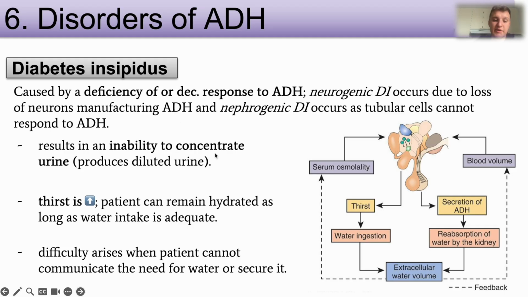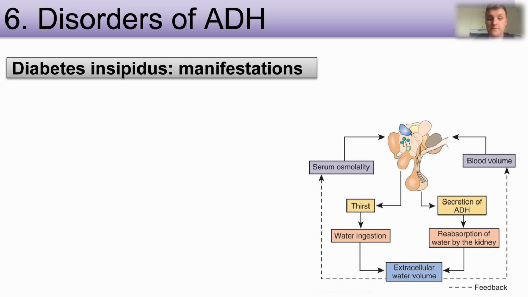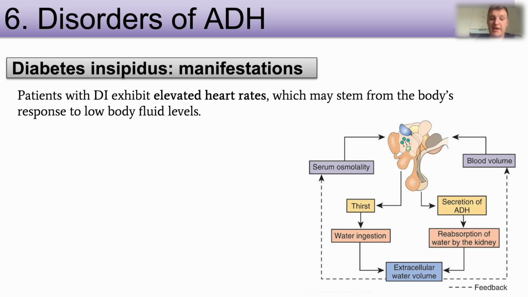This results in an inability to concentrate the urine, produces a diluted urine, and thirst is increased. The patients can remain hydrated as long as the water intake is adequate. And difficulties arise when patients can't communicate the need for water or secure it, right? What are some of those manifestations?